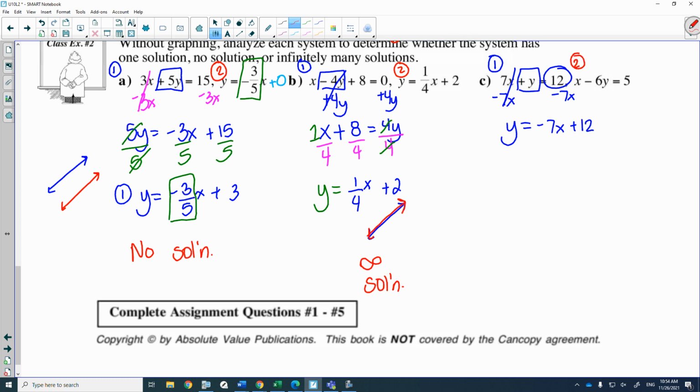System number 2, a bit more work. Do you want that negative 6y to stay or to go? To go. Let's make it positive. So we've got x is equal to 5 plus 6y. From here, I've got to get that 6y by itself. What do you want me to do? Before we divide by 6, division is always your last step for this. How do you get rid of that 5? Subtract.